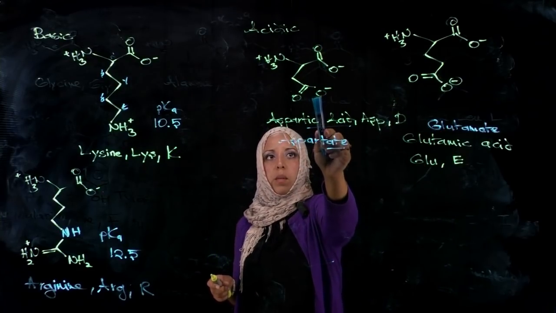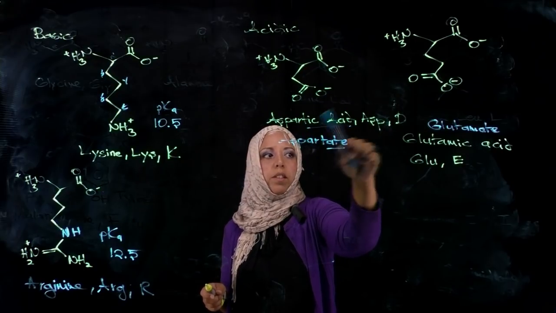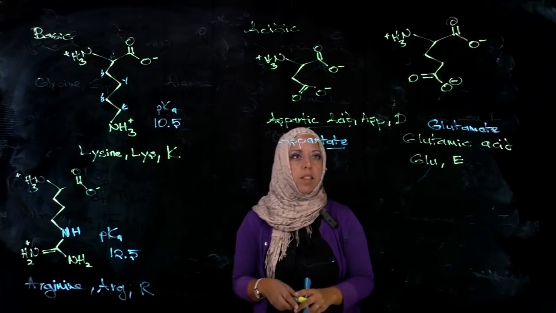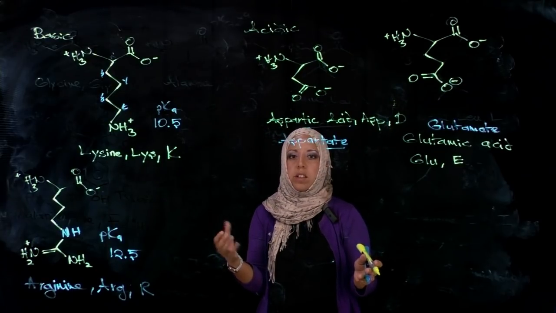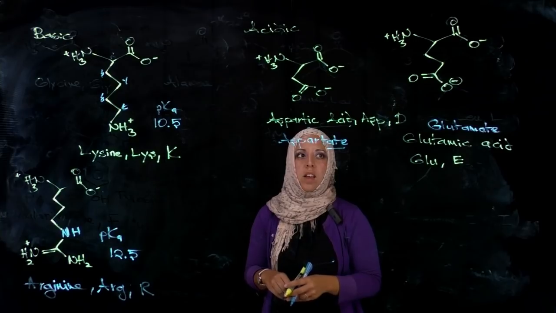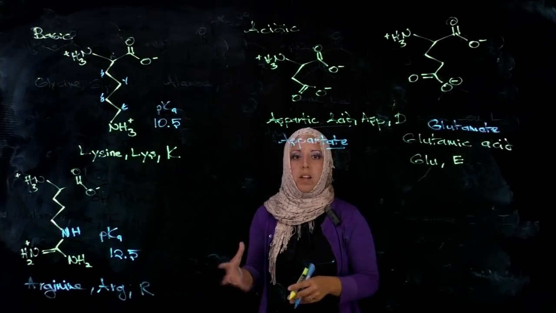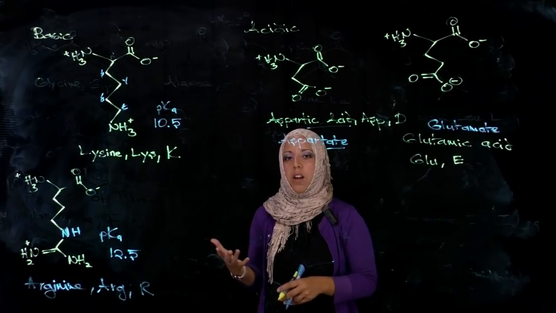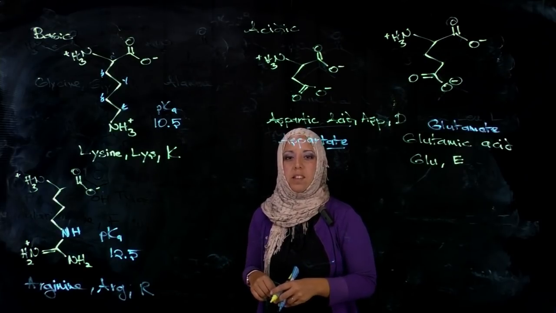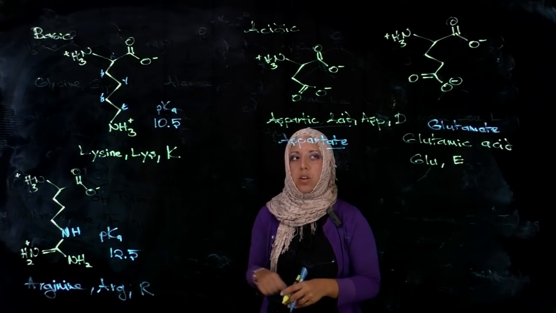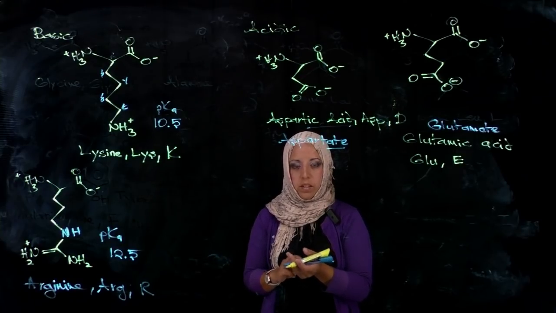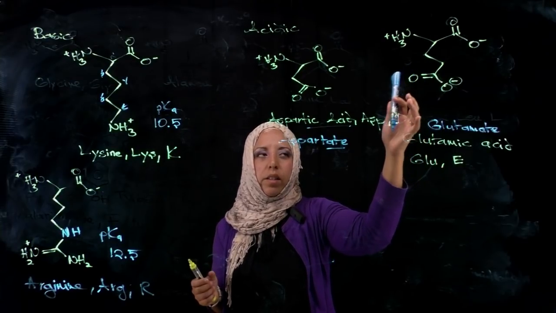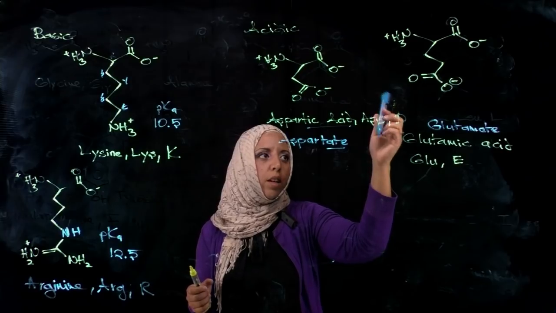Now, obviously, based on the structure, both aspartic acid and glutamic acid would have a pKa value for its side chain. They're very similar in structure, and the only difference is really in carbon. So, which one would you expect to have the higher pKa value? Which one is less acidic, aspartic acid or glutamic acid? Yeah, glutamic acid is less acidic. You have more carbon, right? Inductive effect, longer carbon chain, less acidic.